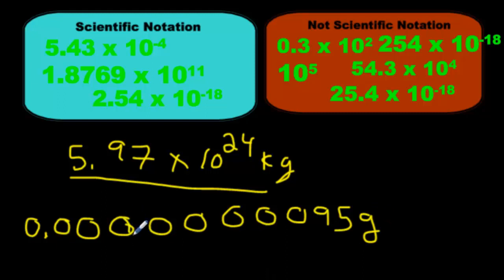Now look, that took a lot of space and time and effort. I could just write 9.5 times 10 to the 1, 2, 3, 4, 5, 6, 7, 8, 9, times 10 to the -9 grams. I'm done. Simple way of doing it. And that's why scientists love using this.